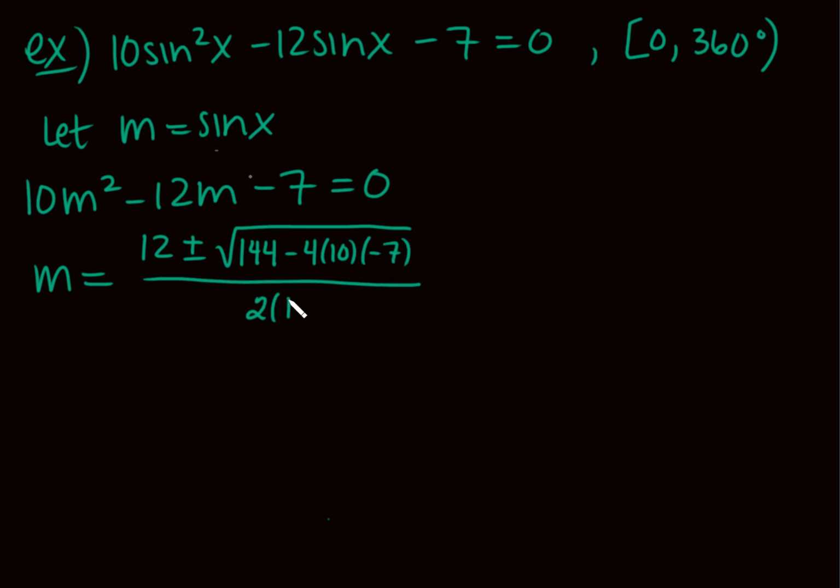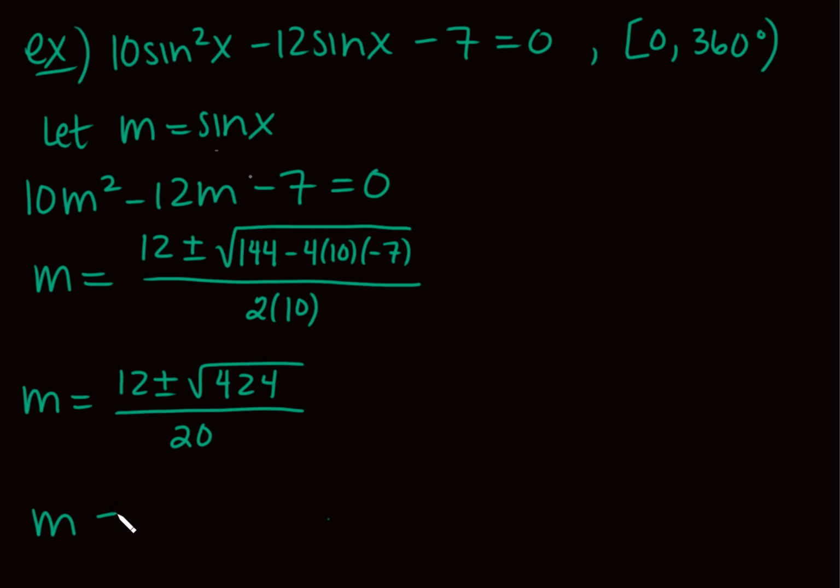So I want to do one like this because I think I gave you one where it doesn't factor. Of course I gave you one where it doesn't factor on the homework. So I'm just throwing this into my calculator. So m equals 12 plus or minus the square root of 424 all over 20. So the reason I didn't worry about the sine of x here is because I knew this wasn't going to factor. So let me put this into my calculator.